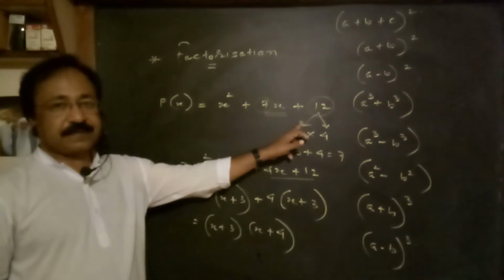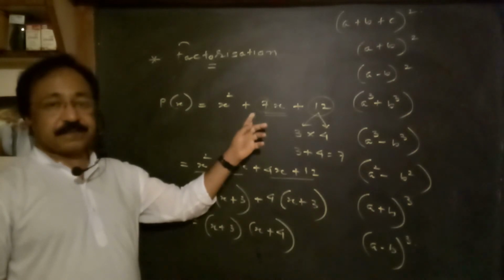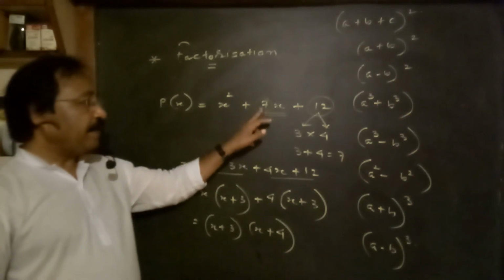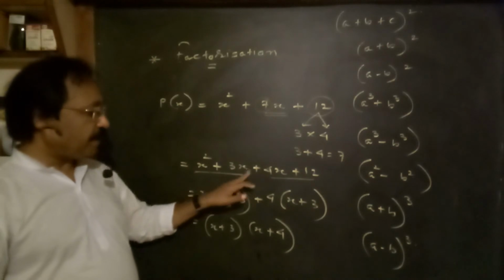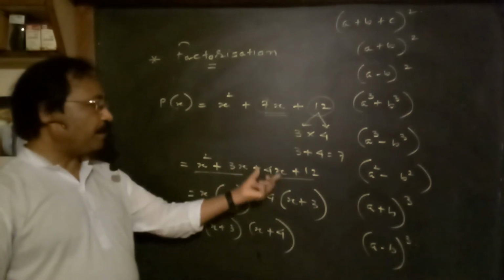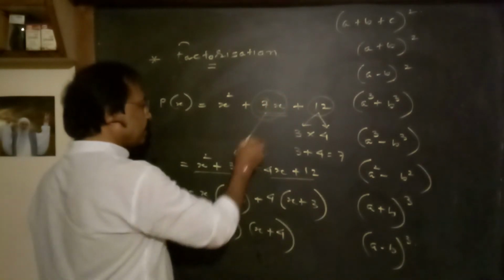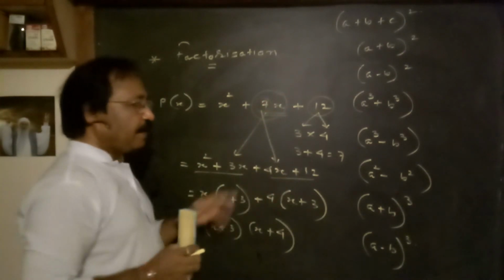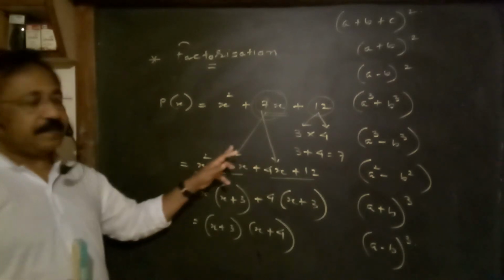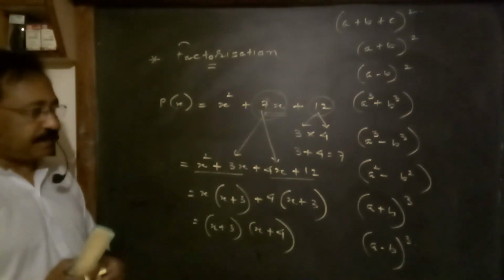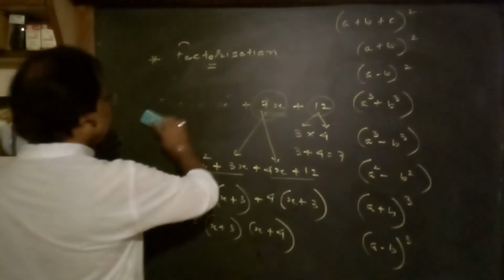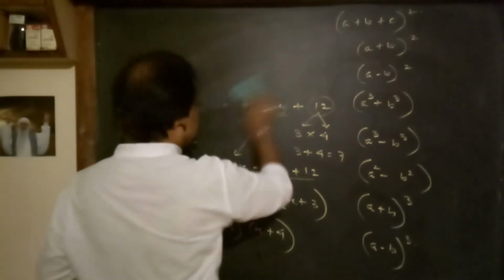What is this method known as? It is a method of factorization by splitting the middle term. Here we split the middle term in the form of 3x plus 4x. What is 3x plus 4x? 7x. So instead of 7x, we write 3x and another one is 4x. And therefore this is called splitting the middle term. This is the factorization method. This also you have studied in standard 9th.